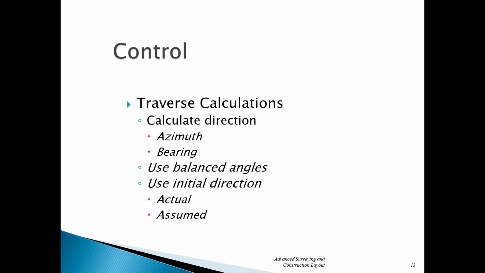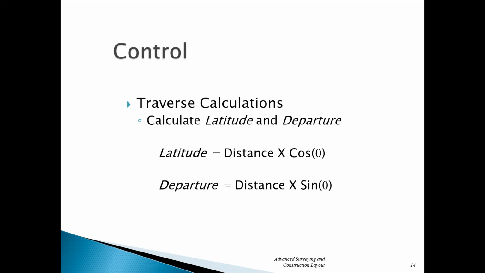So when you do the azimuth, you always have to have an initial starting direction. That could either be an actual direction or an assumed direction, and very often it's just assumed. The reason is because we can always rotate this figure into some kind of shape once we get done if we need to. So that's not a big deal typically. You always use your balanced angles, because if you don't, and there's a bust in the angles, there's going to be a bust in the azimuths, or bearings. So we do that. Then we calculate latitudes and departures.